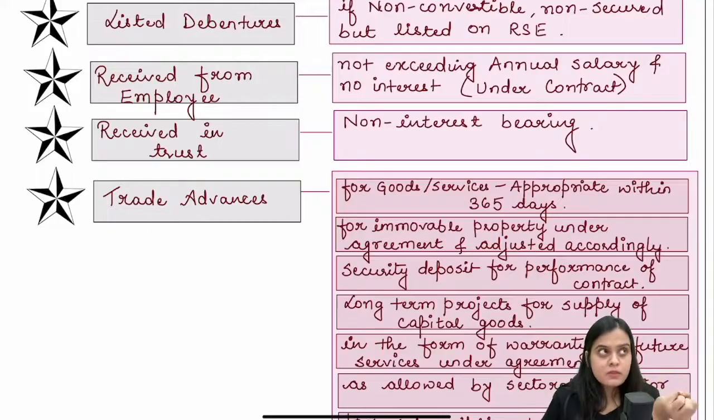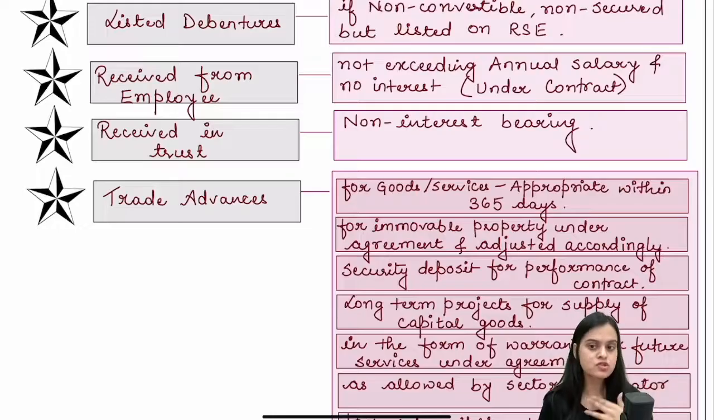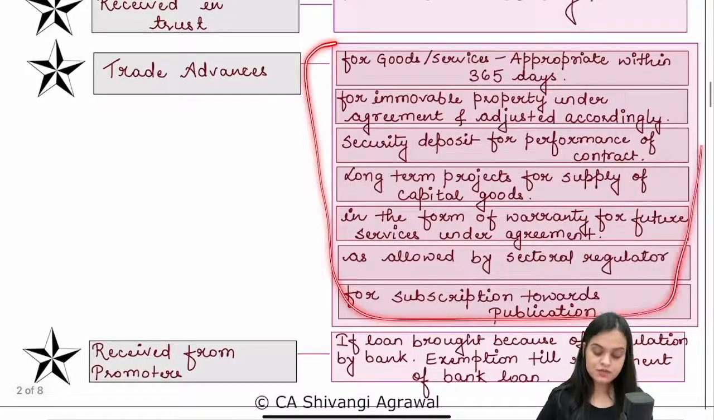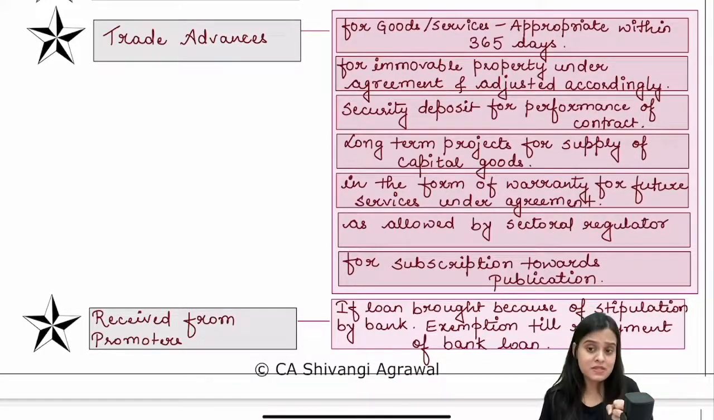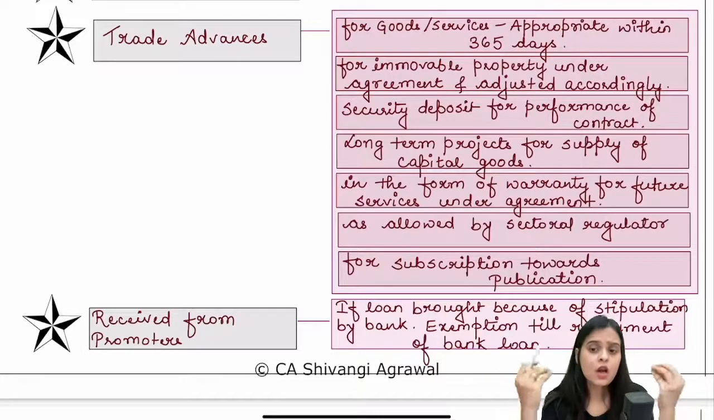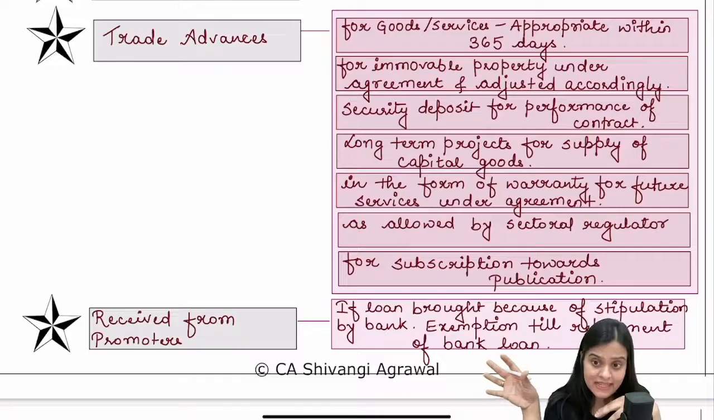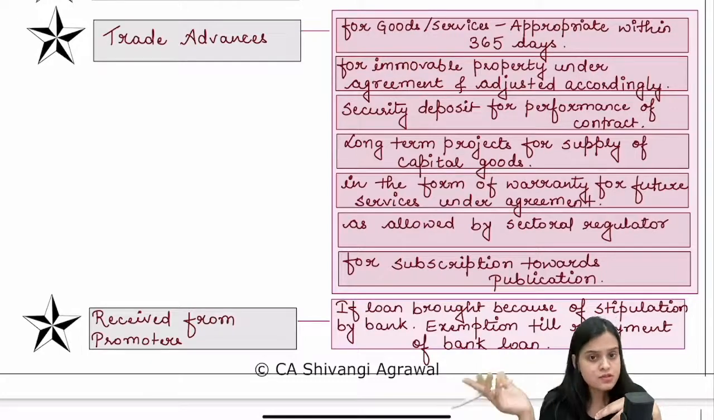If we hire someone, we might ask him to give a security deposit, which is non interest bearing. Then, if any amount is received just in trust, that you keep it, it belongs to me, but you keep it, non interest bearing. Then, as a part of your trade, advances, that means you have taken advance for supplying some goods, you've taken advance for selling the immovable property, you have taken some security just to be sure that the contract will be performed, right? There is some amount that you receive from your customers in the form of warranty that you are going to provide for in future, or you have taken some advance for some publication. Publication means maybe magazine, journal, so they subscribe for it annually, so that is not deposit.